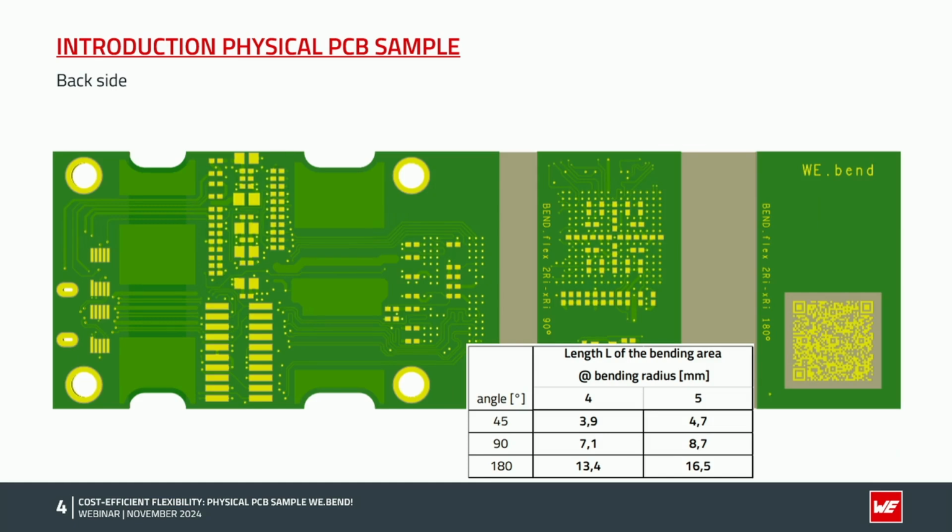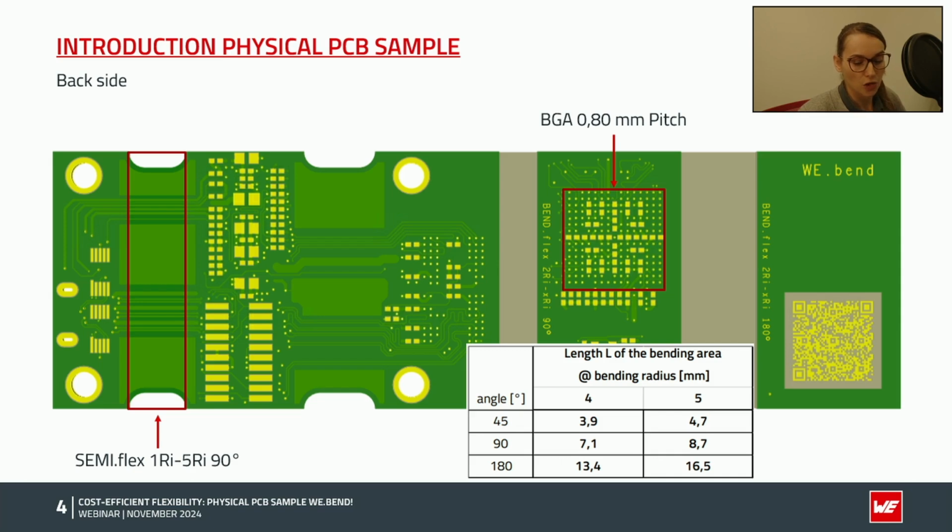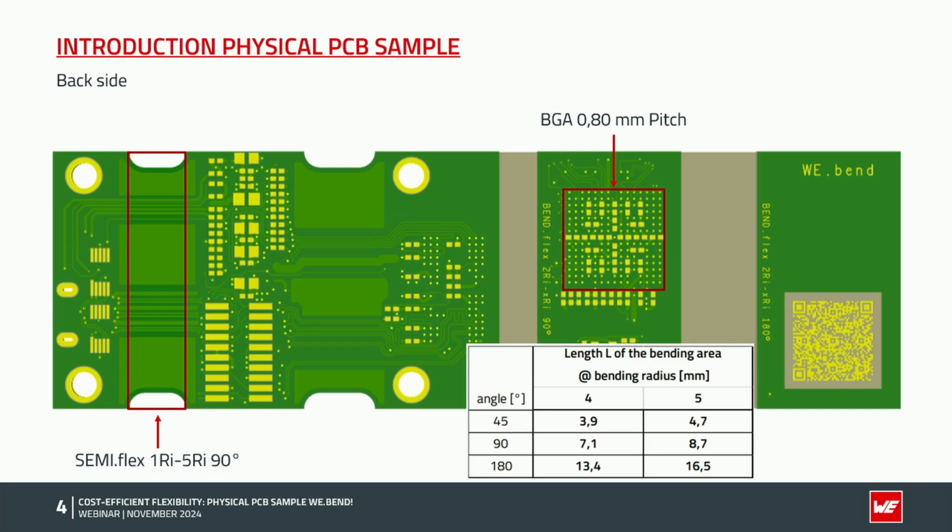On the back side, we have the SEMI.flex areas. And again the BGA. Here in the SEMI.flex area on the left side we have 1 copper layer in the bending area, and we can bend it with 90 degree. To compare it with the BEND.flex, here we have a width of 7.1 mm for 90 degree, as you can see in the table. For the BEND.flex we have approximately 9.4 mm, and we can already bend it across 180 degree, and we have 2 layers in the flex area. So here you can already see that the BEND.flex is a lot more bendable than SEMI.flex.